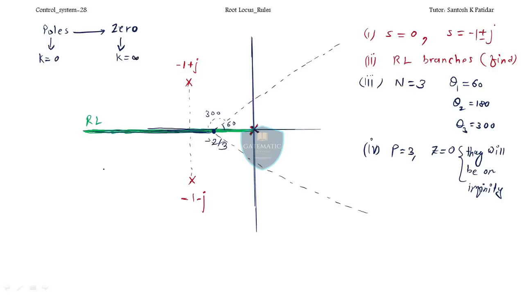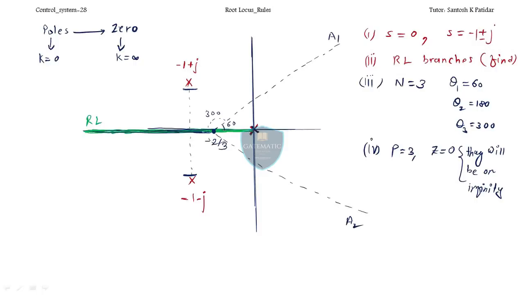Now how will I move? Over here you have the complex poles. Whenever you have complex poles, first of all, these poles will go to the zero, or not? These two poles will go to infinity alongside A1 and A2. What about this pole?